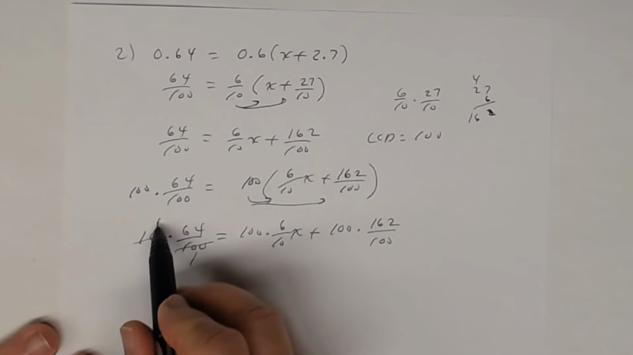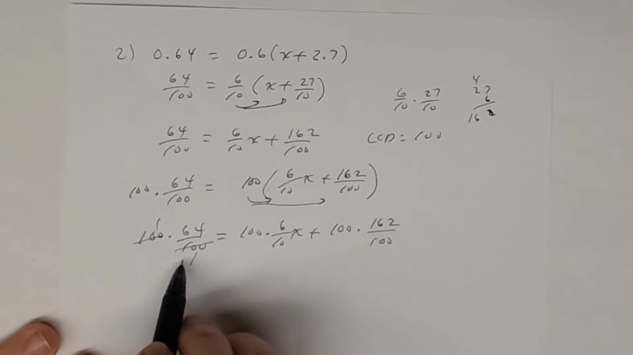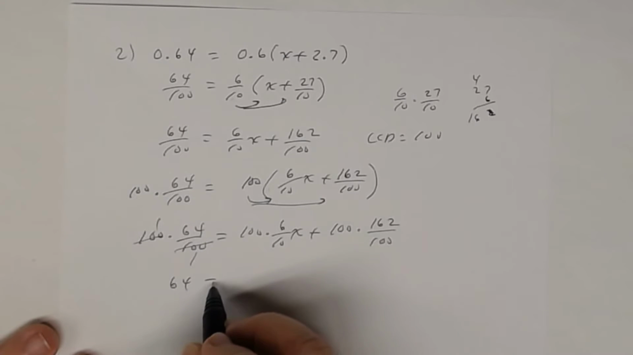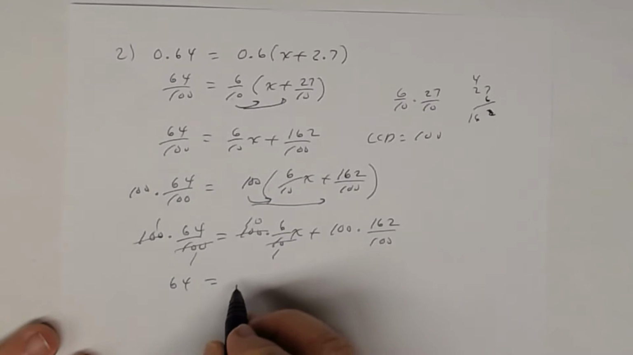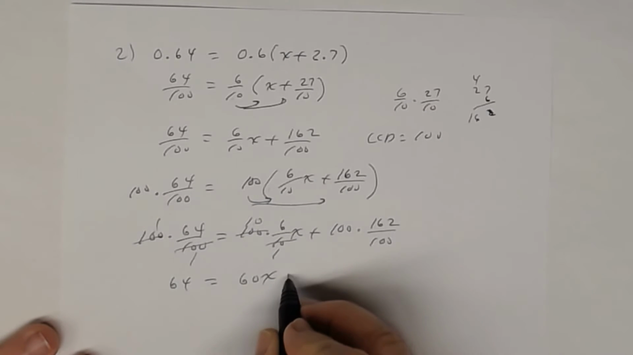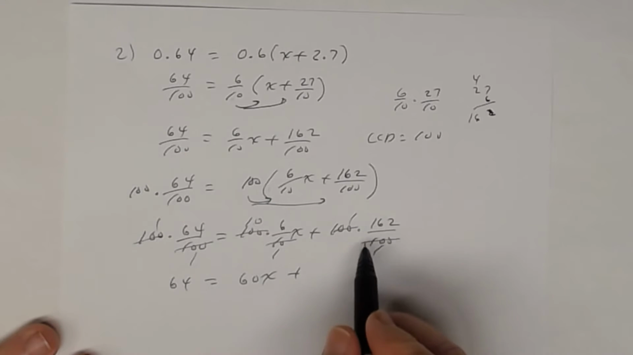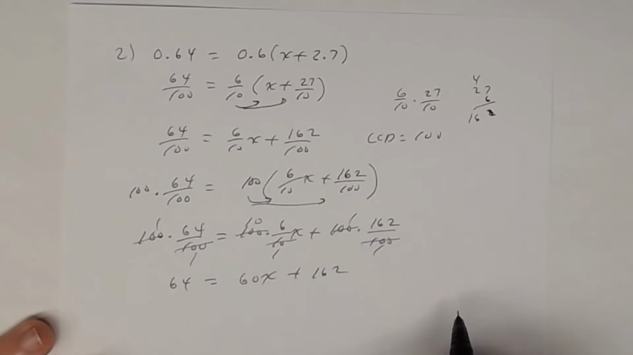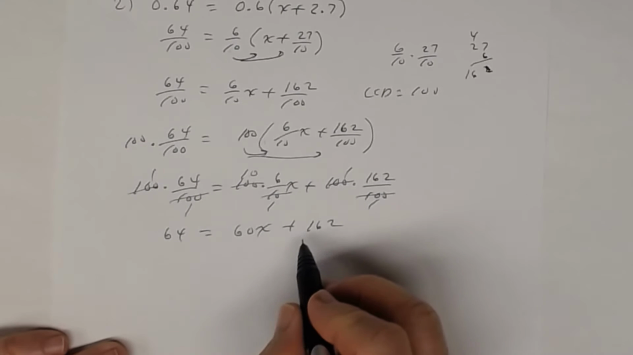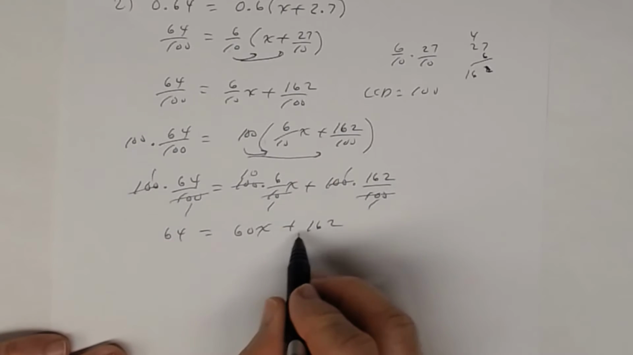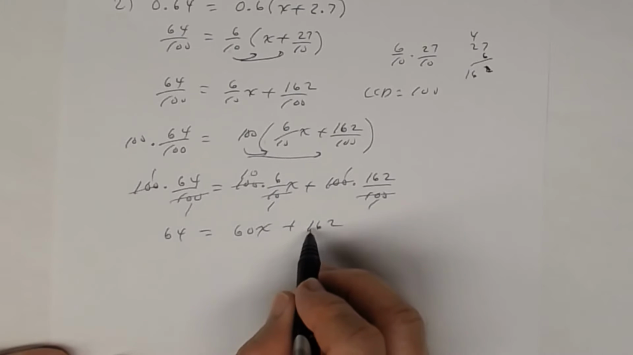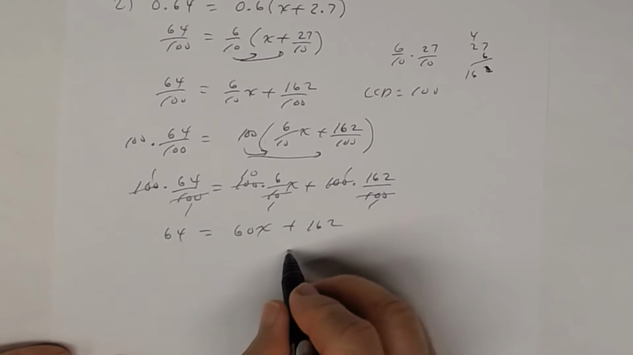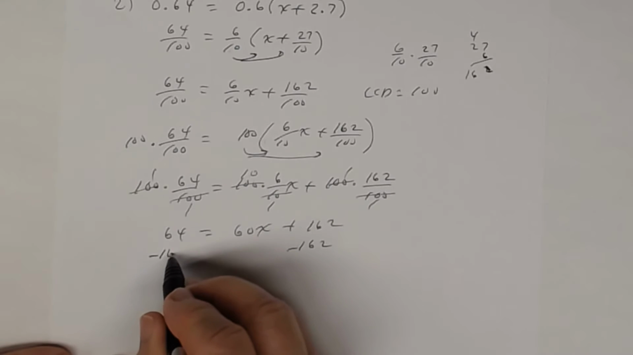100 divided by 100 is 1. 1 times 64 is 64, equal. 10 and 10 is 1, 10 and 100 is 10. 10 times 6 times x is 60x, plus these hundreds divide out, you're left with 162. Now notice that this is a linear equation. The variable term appears on one side, so let's subtract 162 from both sides.